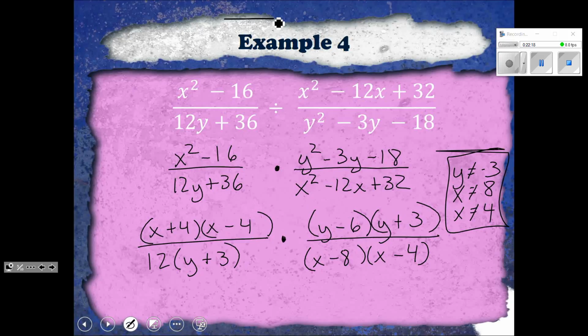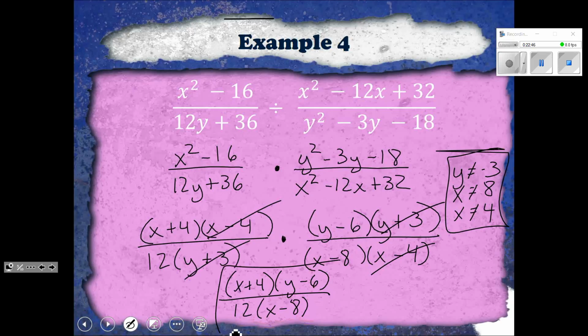What can cancel? X minus 4, x minus 4. Y plus 3, y plus 3. Anything else? And so all we're going to do is take it and smush it together. So I'm going to have an x plus 4. I'm going to have a y minus 6. Have a 12. And an x minus 8. Any questions on that?